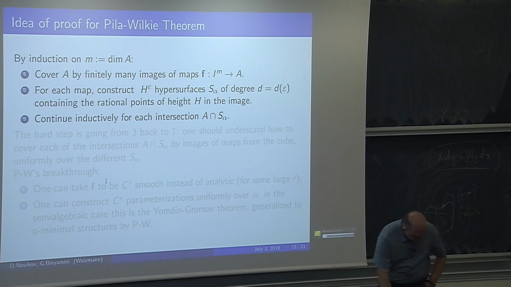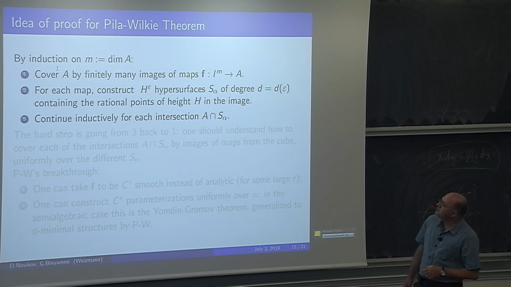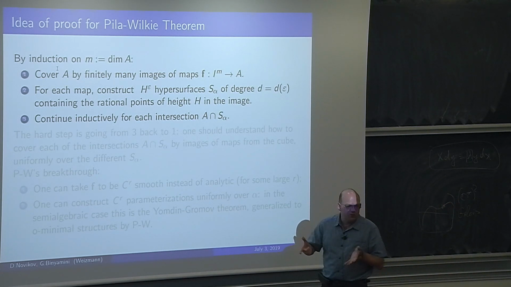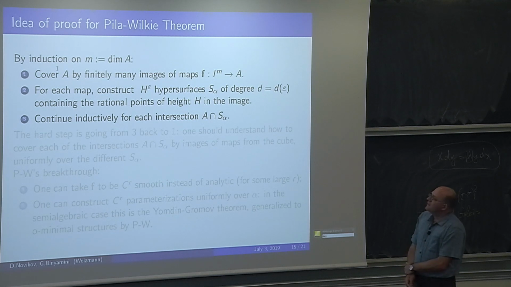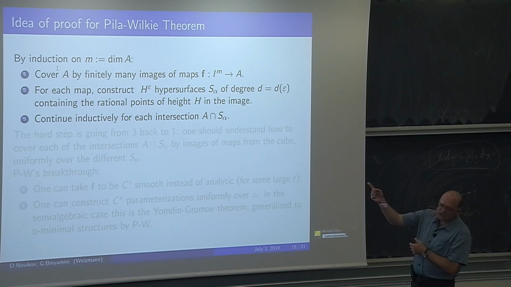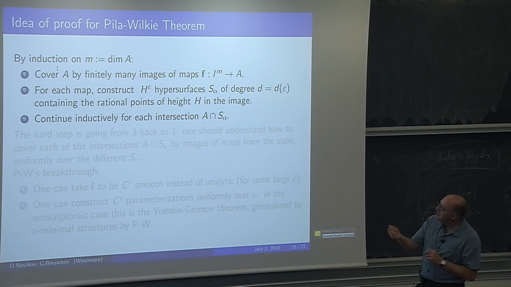So how do Pila and Wilkie prove their theorem? Now I'm trying to explain how the proof works. The idea is a generalization of the Bombieri-Pila theorem. You have your set A. Before it was just a curve gamma. As we covered the curve gamma by images of the interval, we'll cover the set A by images of squares, of cubes of the same dimension. And now we construct the same interpolation determinant and make the same computation.